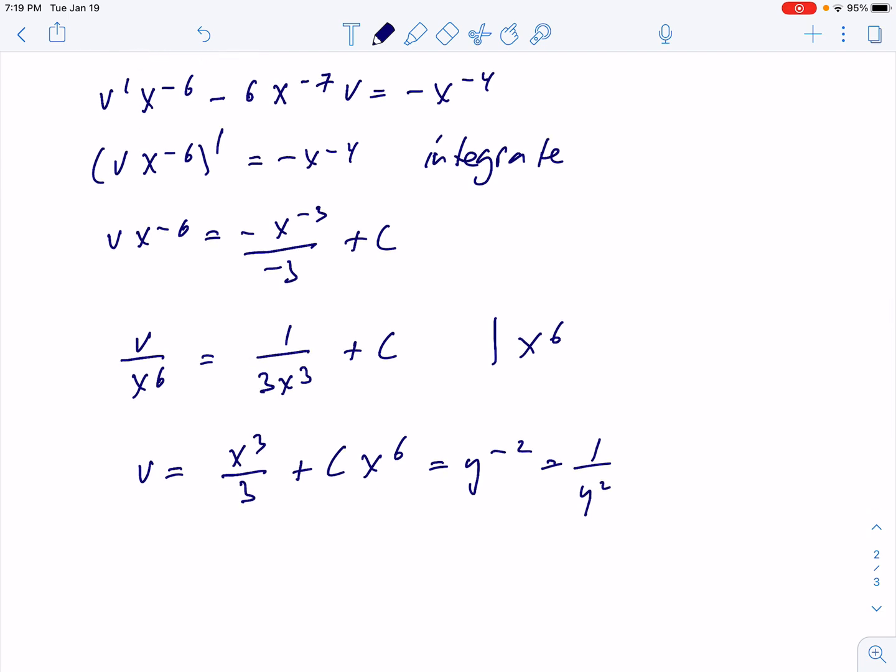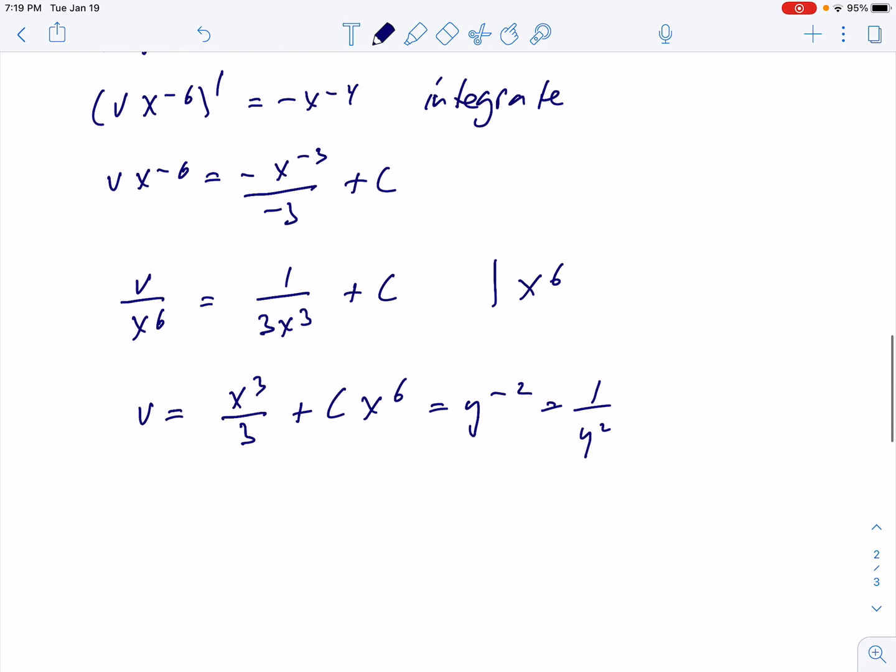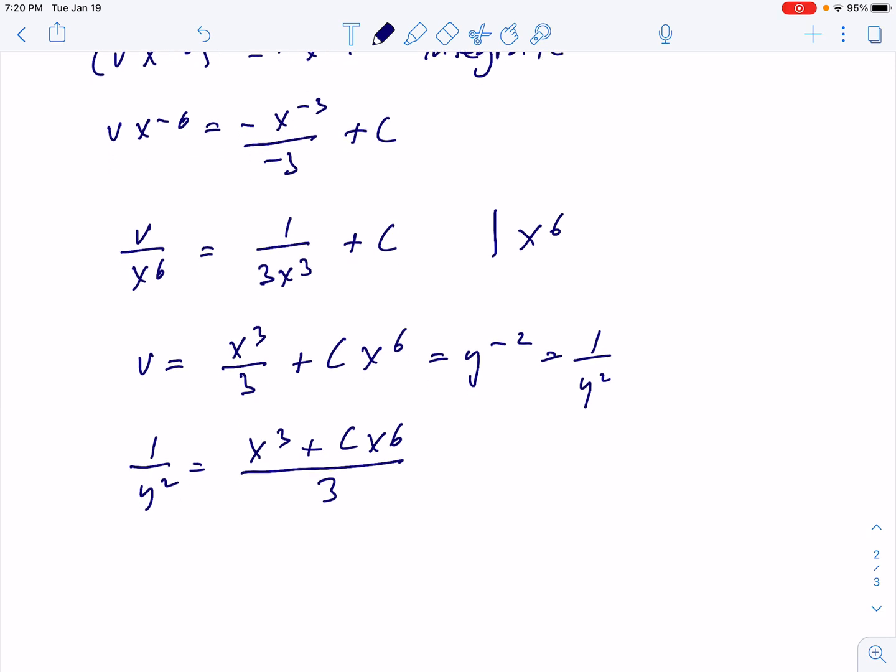We need to flip both sides, but now we have to be careful how we flip. In order to flip, we need to write a common denominator. So we write 1 over y squared. The common denominator is just 3, so this will be x cubed plus 3 times c, which is again an arbitrary constant c, times x^6, over 3. And then we flip. Y squared is 3 on the top over x cubed plus c x^6.